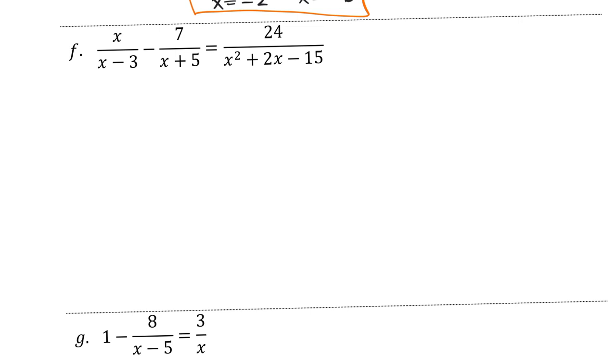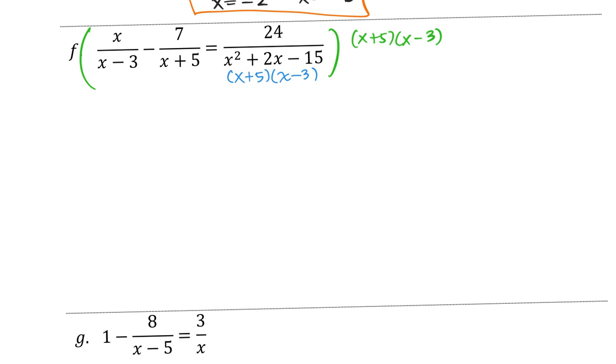Okay, f. So x over x minus 3 minus 7 over x plus 5, and then this is not factored, so let's factor it. Okay, which looks good. So now I want to times everything by the x plus 5 and by the x minus 3. And I think I'm going to try to cancel these in my head. Some of you have been ready and some of you might be ready now.